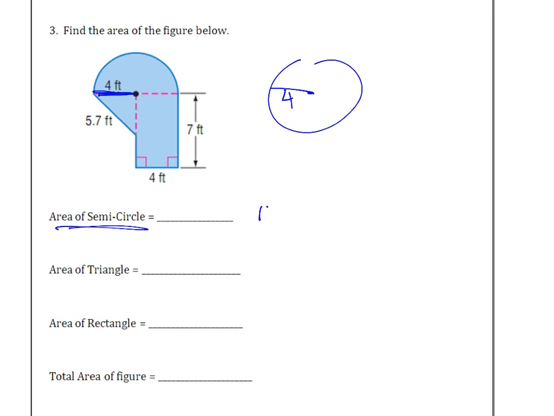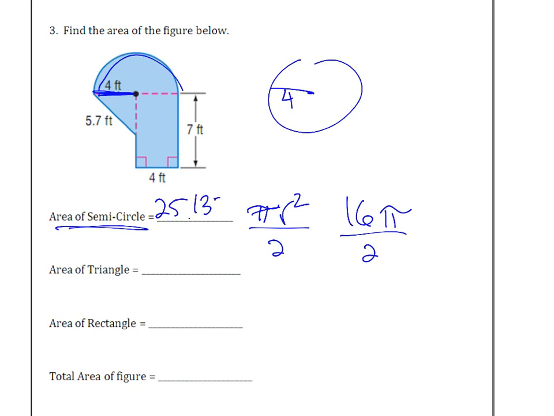The area of a circle is pi r squared, but I only want half the circle, so I'm going to divide that by 2. So that's pi times radius squared: 16 times pi divided by 2, which is going to be 25.133. So that's going to be the area of just the semicircle.